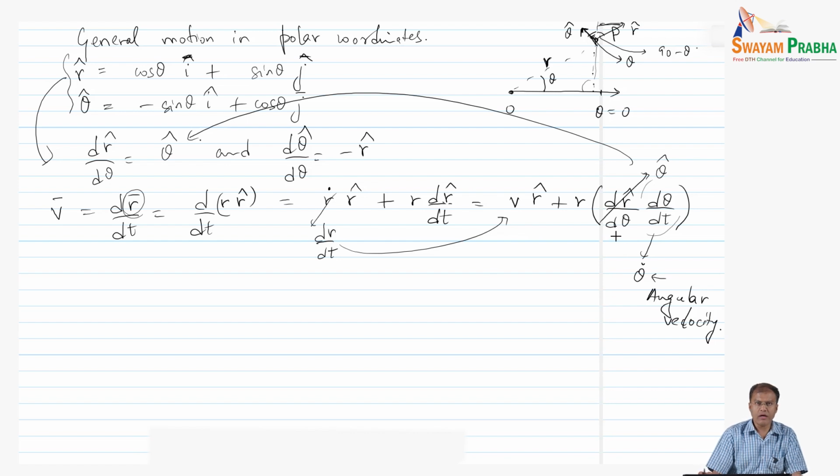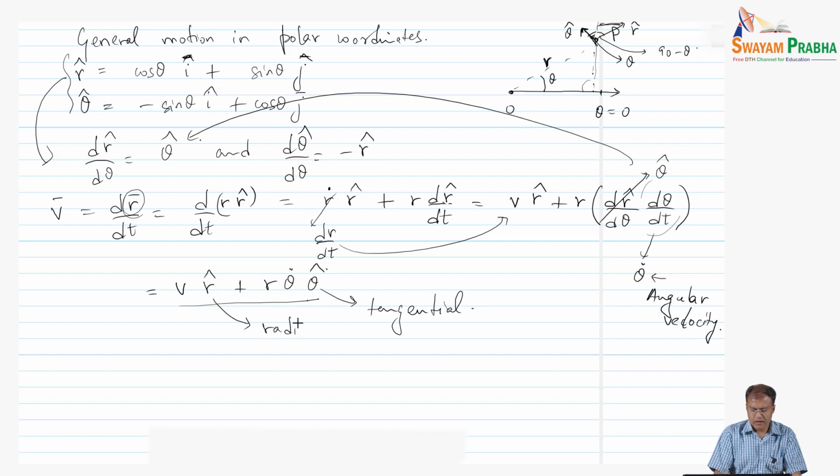So now we are ready to write the formula for velocity. This is the speed along the r hat direction, and r theta dot along the theta hat direction. Okay, so this is my velocity along the radial and the tangential direction. So this theta hat is my tangential direction, and r hat is the radial direction, sometimes called the normal direction, right?